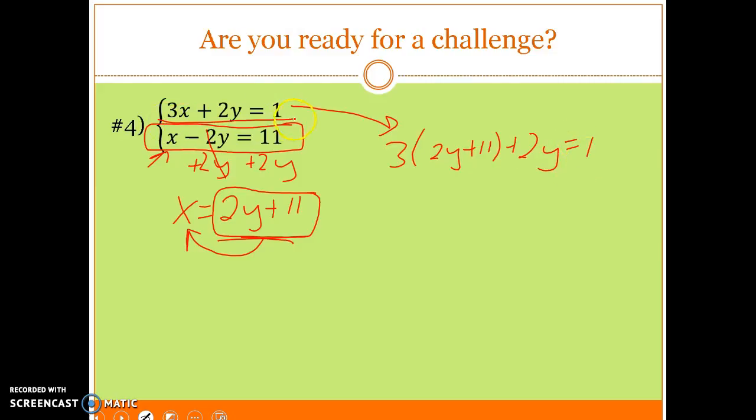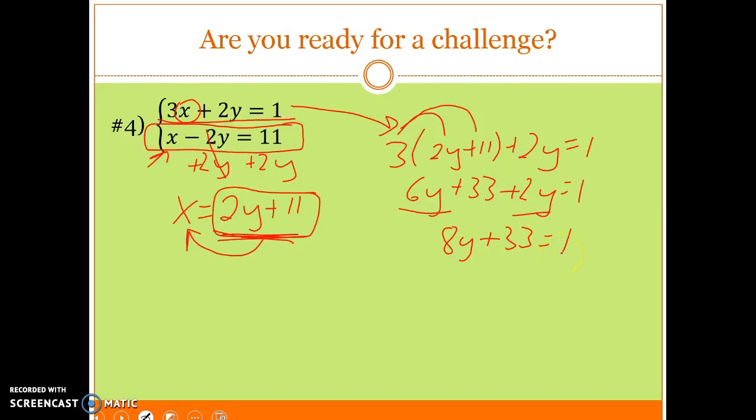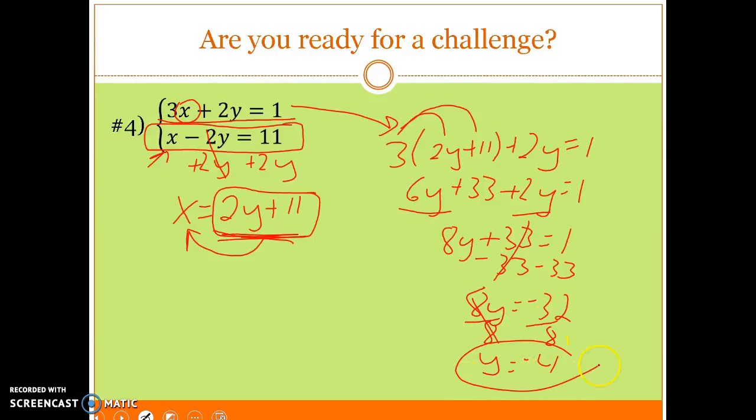So I just rewrote this equation, but I replaced this x with what x is equal to, which is 2y plus 11. So now I'm going to distribute here. I have 3 times 2y is 6y. 3 times 11 is 33. Plus 2y equals 1. Well, 6y plus 2y, that's 8y. Plus 33 equals 1. If I subtract 33 from both sides, then I will have 8y equals negative 32. And if I divide both sides by 8, then y is negative 4.